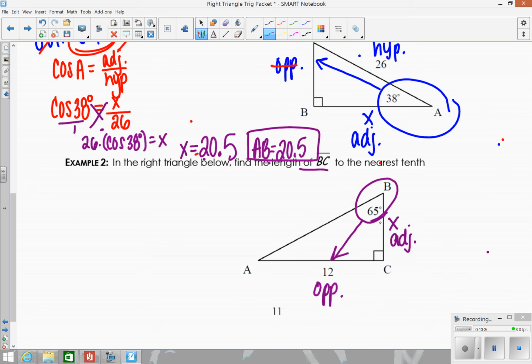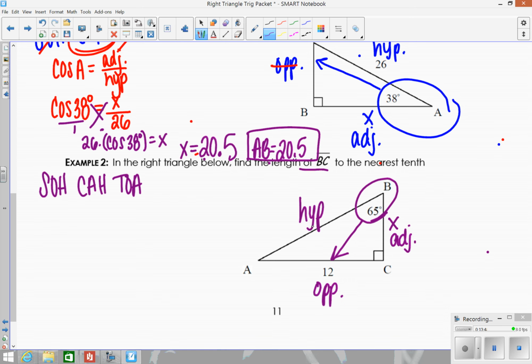And you might be thinking, well, why isn't this the adjacent? But remember, that's the hypotenuse. That's always across from the right angle. So you almost might want to do the hypotenuse first, and then the opposite and the adjacent are the sides that are going to change. So then I'm going to write my acronym, so SOHCAHTOA.